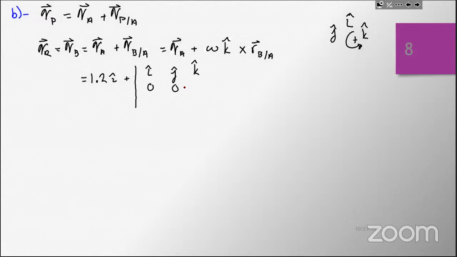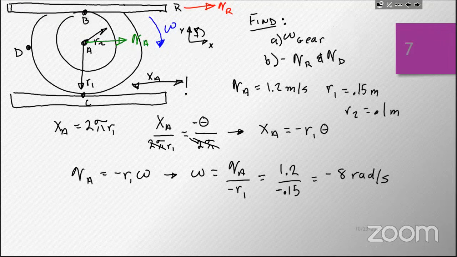I know omega, right? It was -8 radians per second. What is the relative position of point B with respect to point A? Good question. If I'm at point A and I'm trying to get to point B, how do I get there? If you had to give me directions, what would you say? I'm at A and I want to go to B. How would you get there? How far would you have to go?